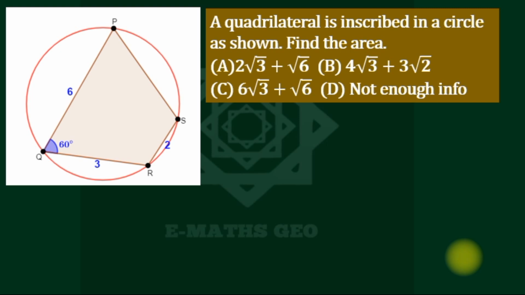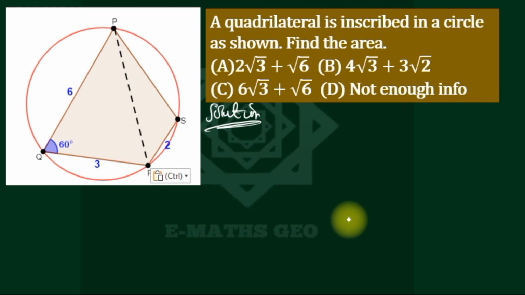The first thing I have to do is to introduce an auxiliary line running from P to R. So let's introduce it. We now have two triangles, because it's easier to get the two areas. If I know the areas of the two triangles, sum it, that becomes the area of the quadrilateral. And this line now, we can use it to relate the first triangle, triangle PQR, and triangle PSR.